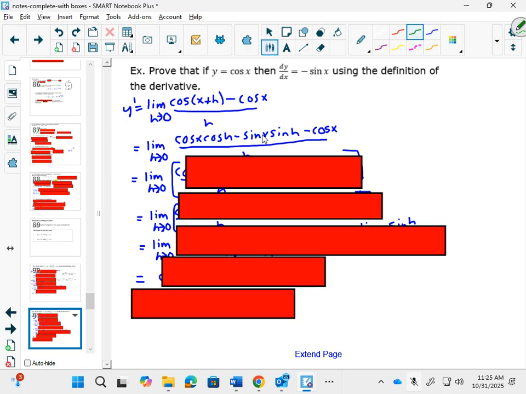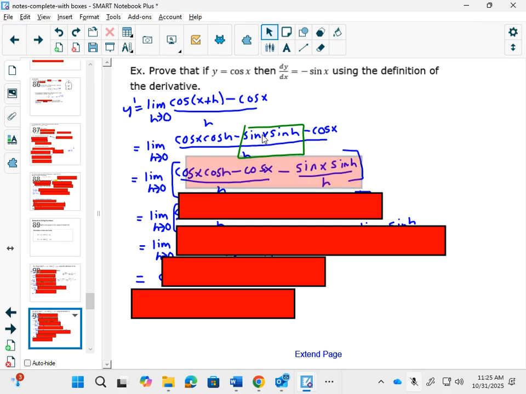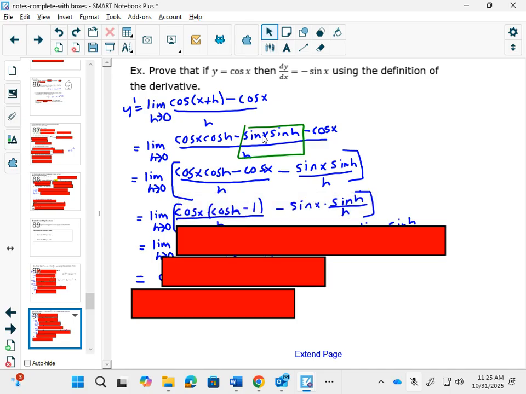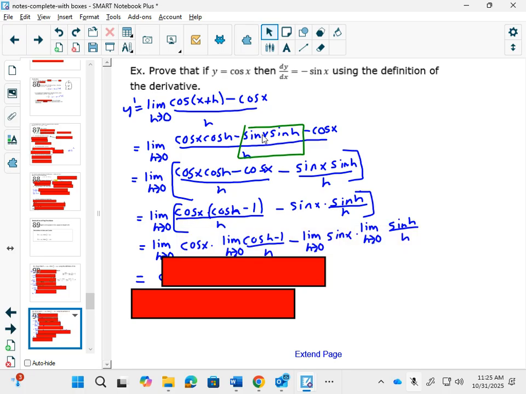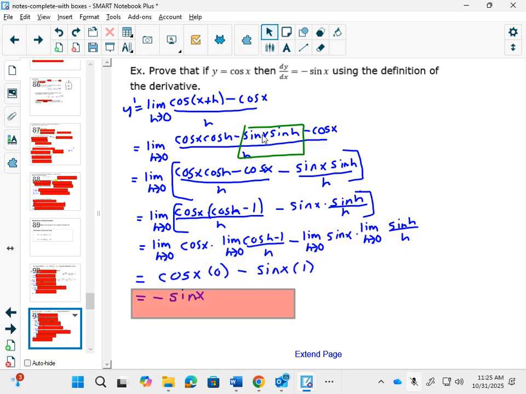And then when I look at what I have here, I see this first. There I have a sine h over h. And so I would break things up by taking that one on its own and putting the other one on its own. And just like the sine one, it allows you to factor things out. Do all of our limits. And this one ends up perfectly as negative sine x.